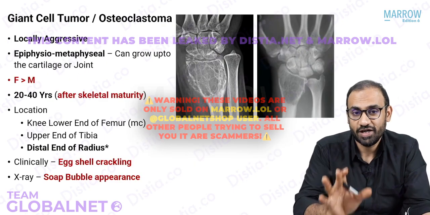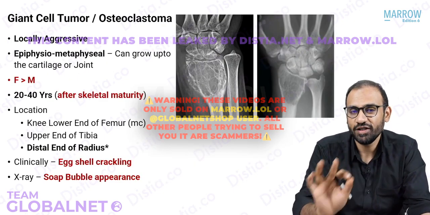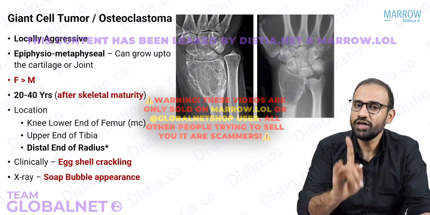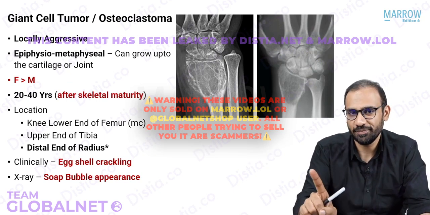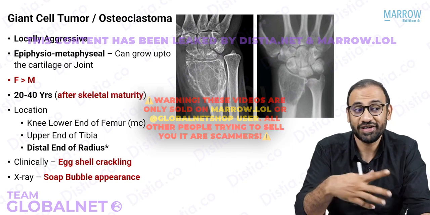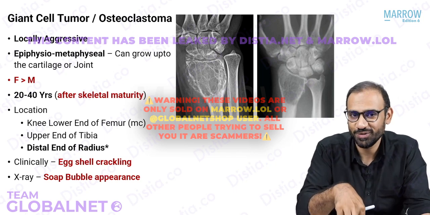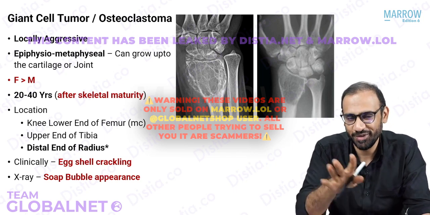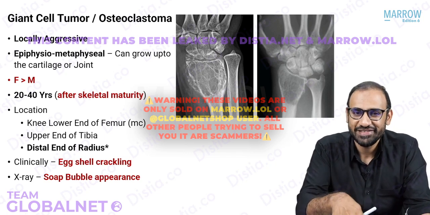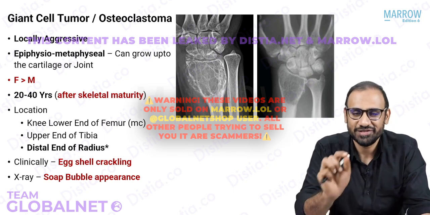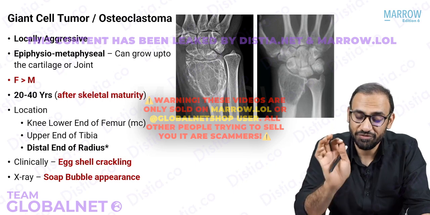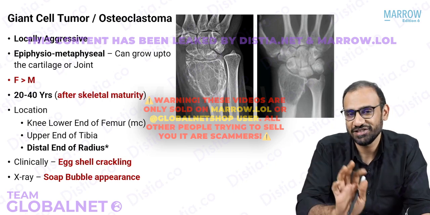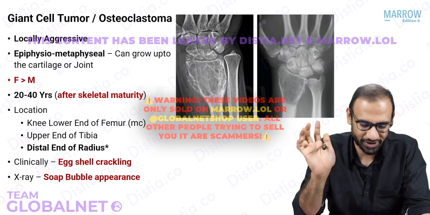Now coming to osteoclastic tumor, the big daddy of all the tumors for your exam. If there is one tumor that you should read and go to the exam, that is osteoclastoma. Or in other words, if you do not read osteoclastoma, do not go to the exam. Because in my experience, almost every exam has a question from osteoclastoma. It's a very, very important tumor that you should know for your exam.